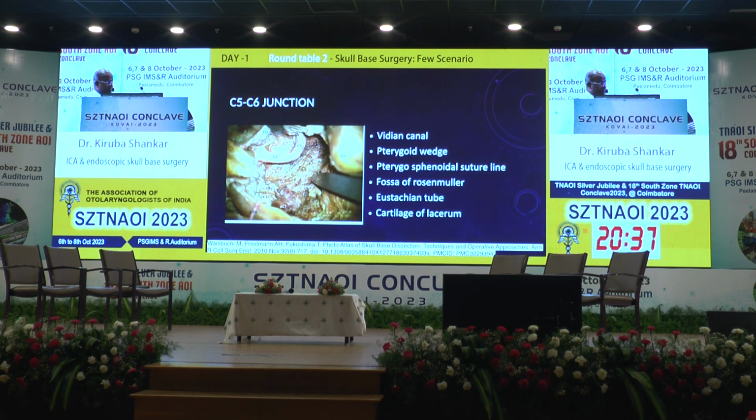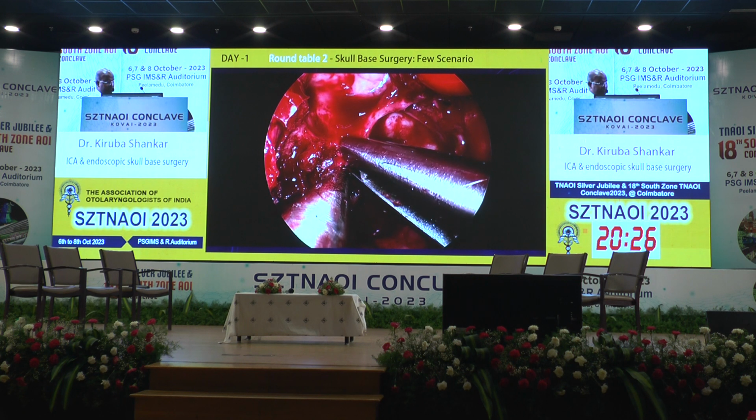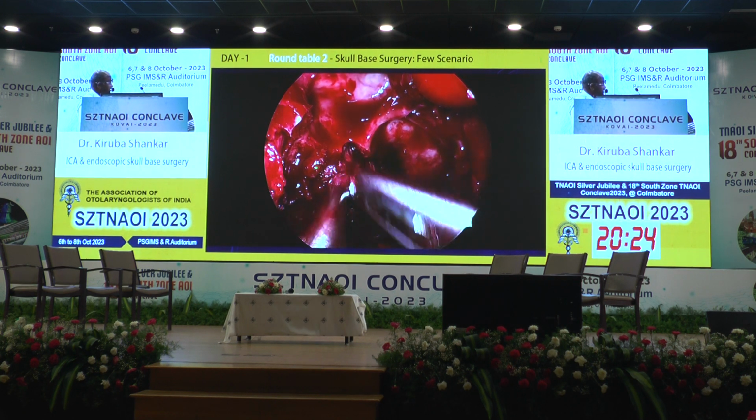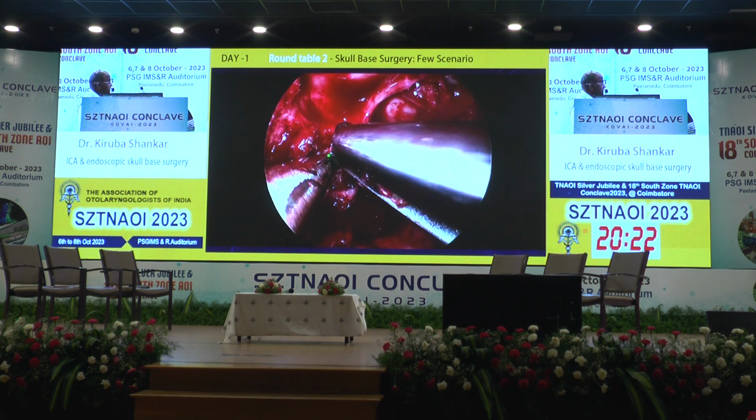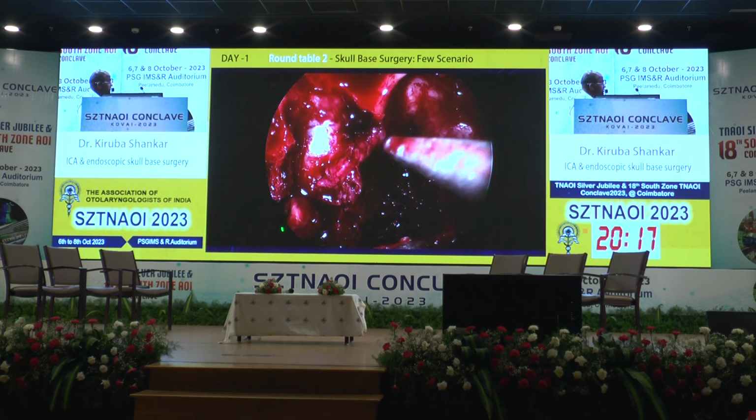These are the 6 landmarks I take: the median canal, pterygoid wedge, pterygospinous suture, fossa of Rosenmuller, the eustachian tube and the lacerum cartilage. So this is a small video clipping. You can see that I am punching out, this is the median canal, and I am expecting the carotid to come like this and travel laterally. So this is the median canal, okay?